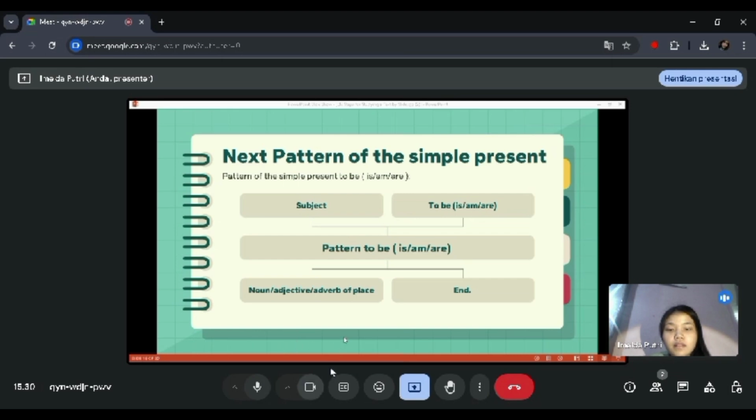Next, pattern of the simple present with to be: is, am, are. First, subject. Two, to be: is, am, are. Three, noun, adjective, and adverb of place.